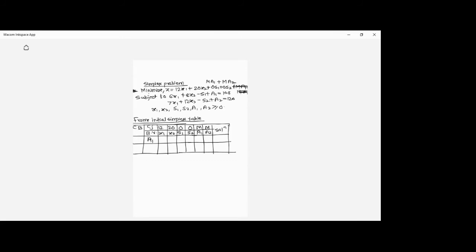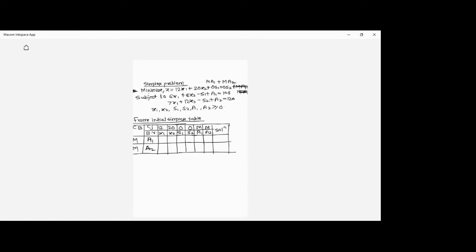So what I have written here first is a1. Similarly, in the second constraint there are both slack and artificial variables, so the priority is to be given to the artificial variable only, and that is a2. The coefficients for a1 and a2 are M and M. So now let's fill up this table.